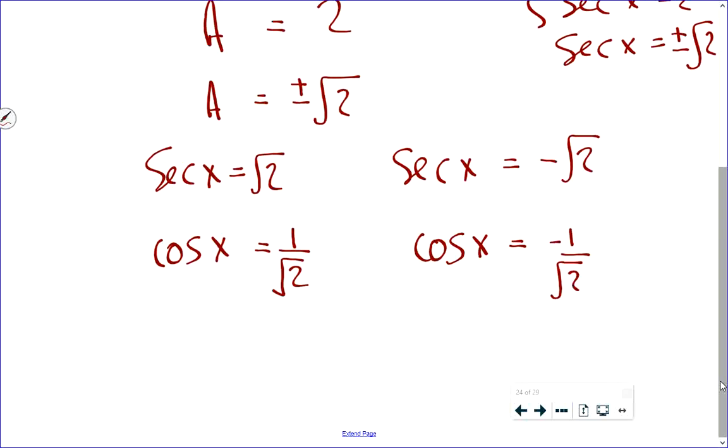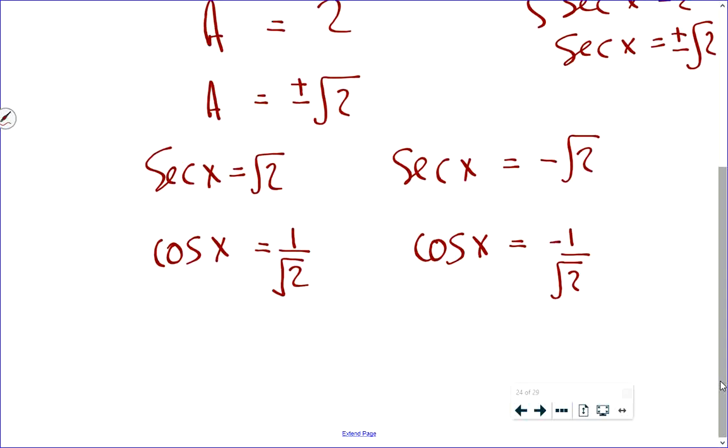Just give some thought to this statement I'm going to say right now. The reference angle for each of these will be the same. If you want to use your calculator to find a reference angle here, you're going to take the inverse cosine of 1 over root 2. If you want to use your calculator to find the reference angle here, you're going to go inverse cosine of 1 over root 2. How many of you, though, recognize that 1 over root 2 is on the unit circle?